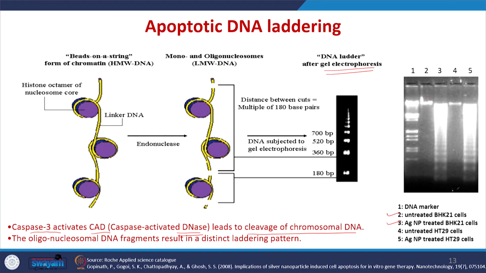You can see here in lane 2, this is an untreated one. In the untreated cells, when you isolate the genomic DNA, you are getting a single band, it is intact. Whereas, in the nanoparticle treated cells, you can see that the DNA is fragmented into small pieces, and when you run it in agarose gel electrophoresis, you get this laddering pattern. So, that is why it is called DNA laddering.